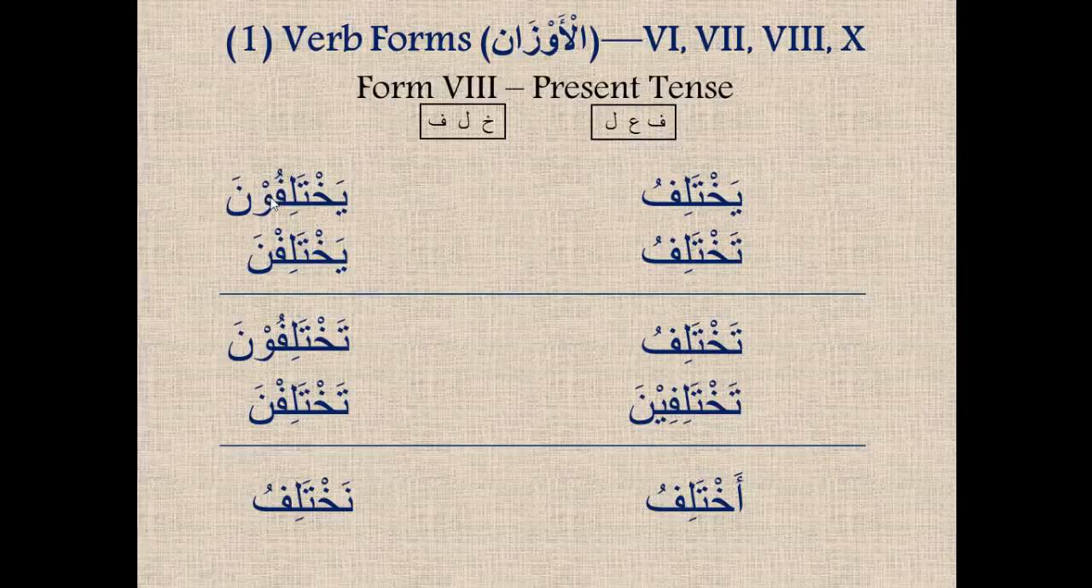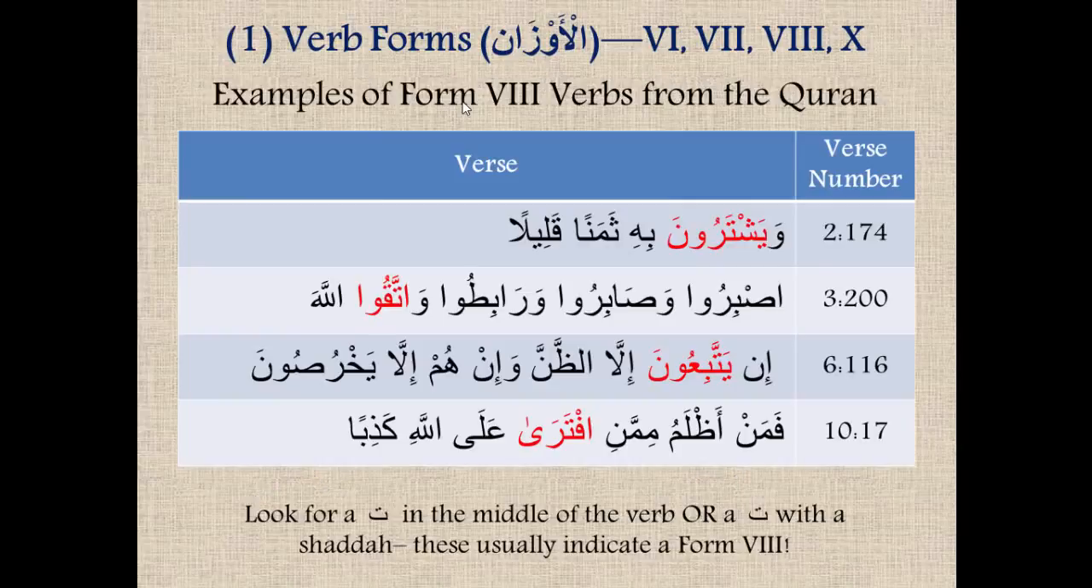That ta is the main characteristic of the Form 8 verb. So Form 8 is fairly common in the Quran. Unlike Forms 6 and 7, those tend to be a bit more rare, but Form 8 you find all over the place.